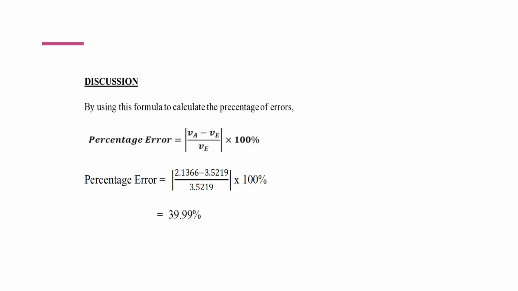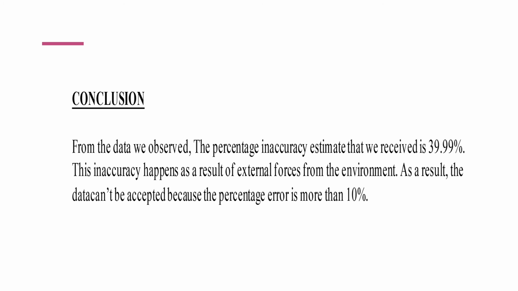Using this formula to calculate the percentage error: Va minus Ve over Ve times 100%. So the percentage error is equal to 39.99%. From the conclusion, the percentage error estimate that we receive is 39.99%. This inaccuracy happened as a result of external forces from the environment. As a result, the data cannot be accepted because the percentage error is more than 10%.